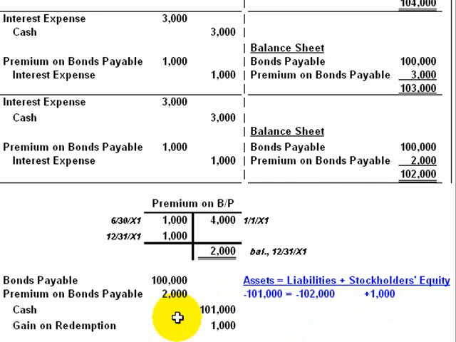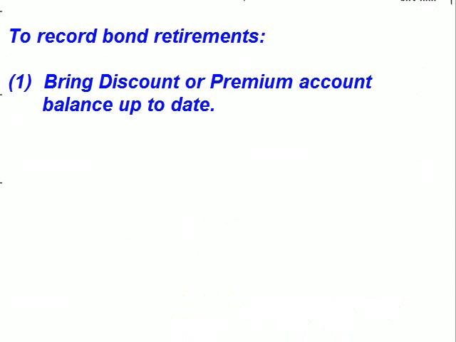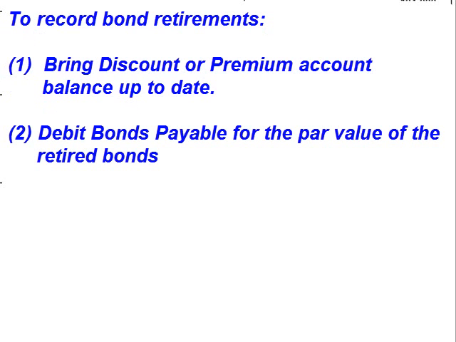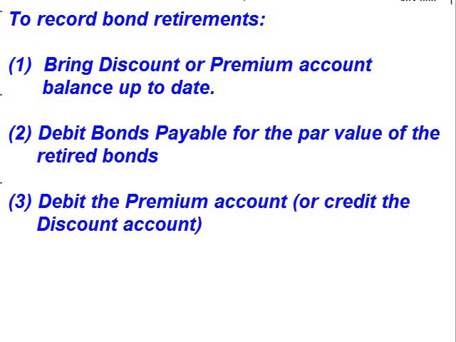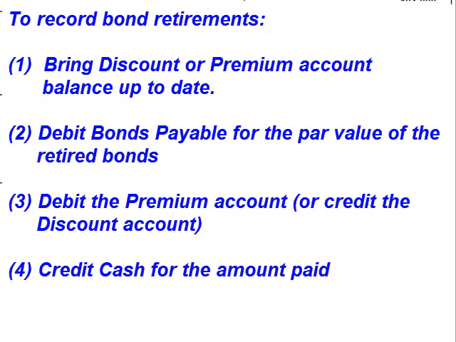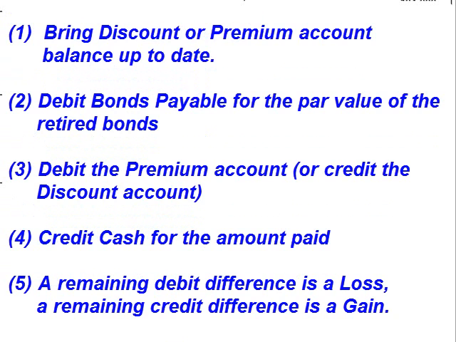So to summarize, when the bonds are retired, it's necessary to make sure that the premium account is current, and then we can record the retirement of the bonds by debiting bonds payable, debiting the premium account, crediting cash, and if there's a credit difference in our entry, recording a gain on the redemption. Remember, debit differences will be recorded as losses, and credit differences will be recorded as gains.